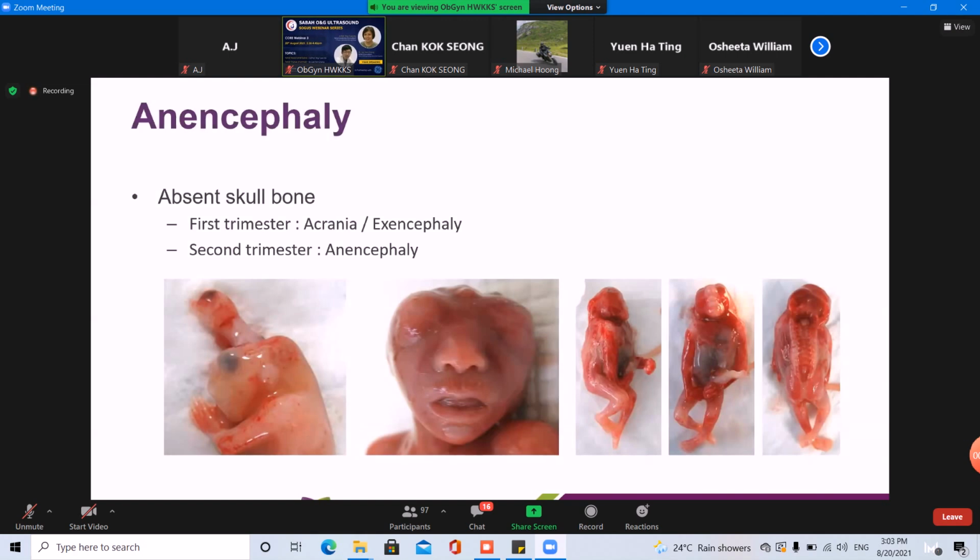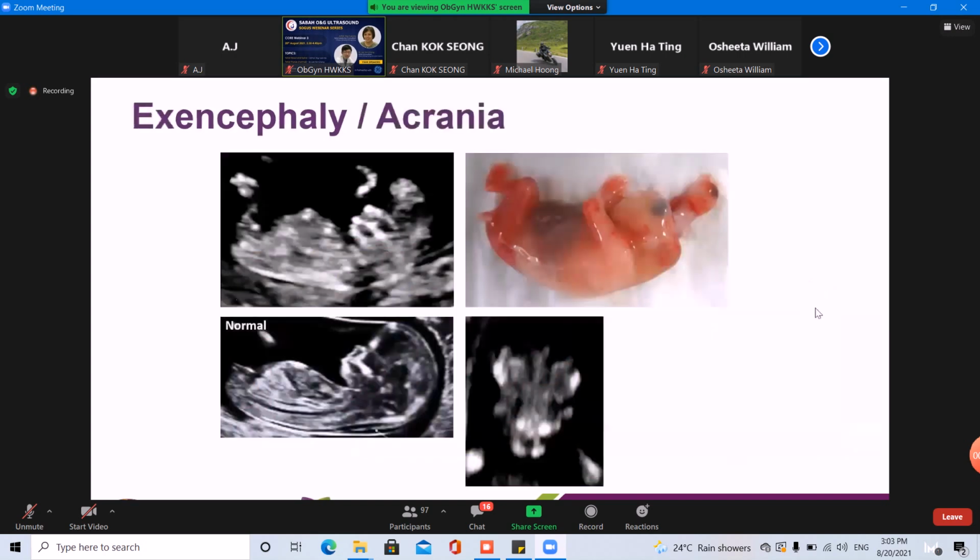Now, anencephaly is usually an isolated abnormality, but sometimes it can be associated with other abnormalities. And the most important abnormality is a neural tube defect elsewhere in the body. In this example here, you can see anencephaly together with the whole spine opened up at the back. Just to give you some examples of anencephaly.